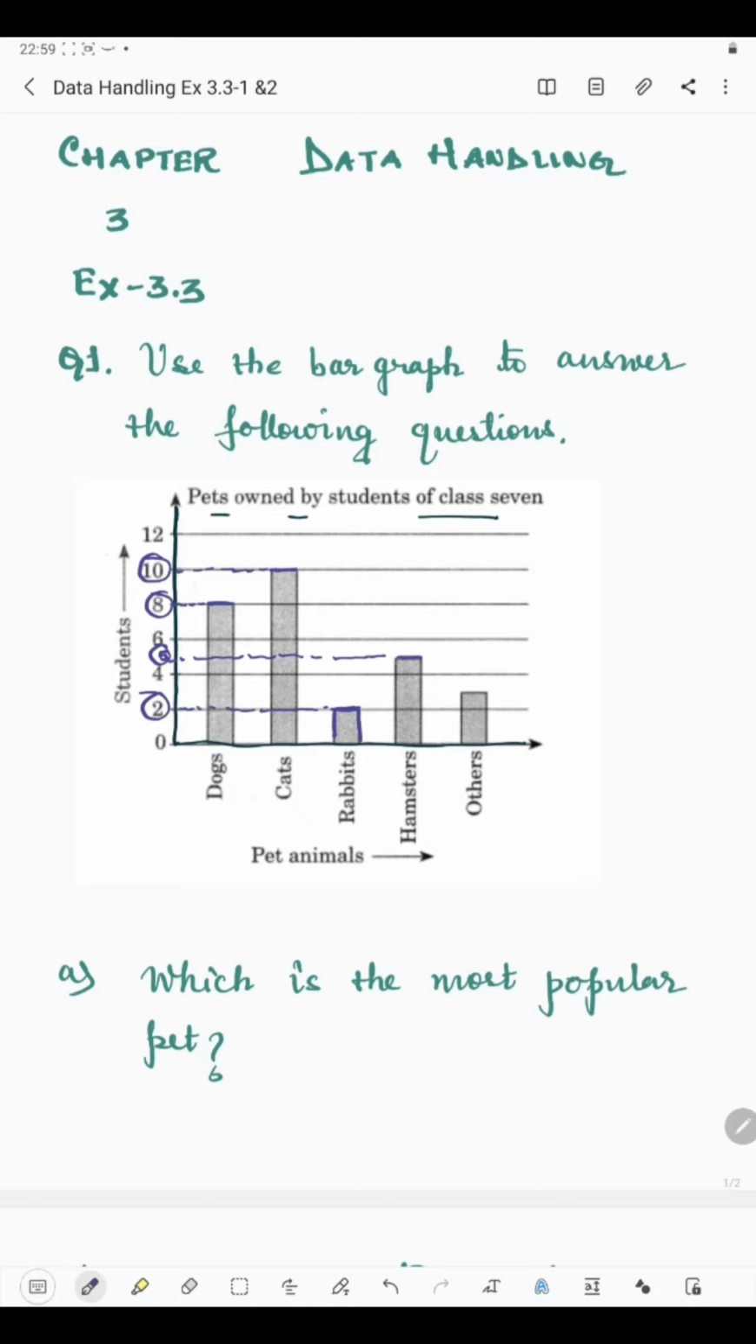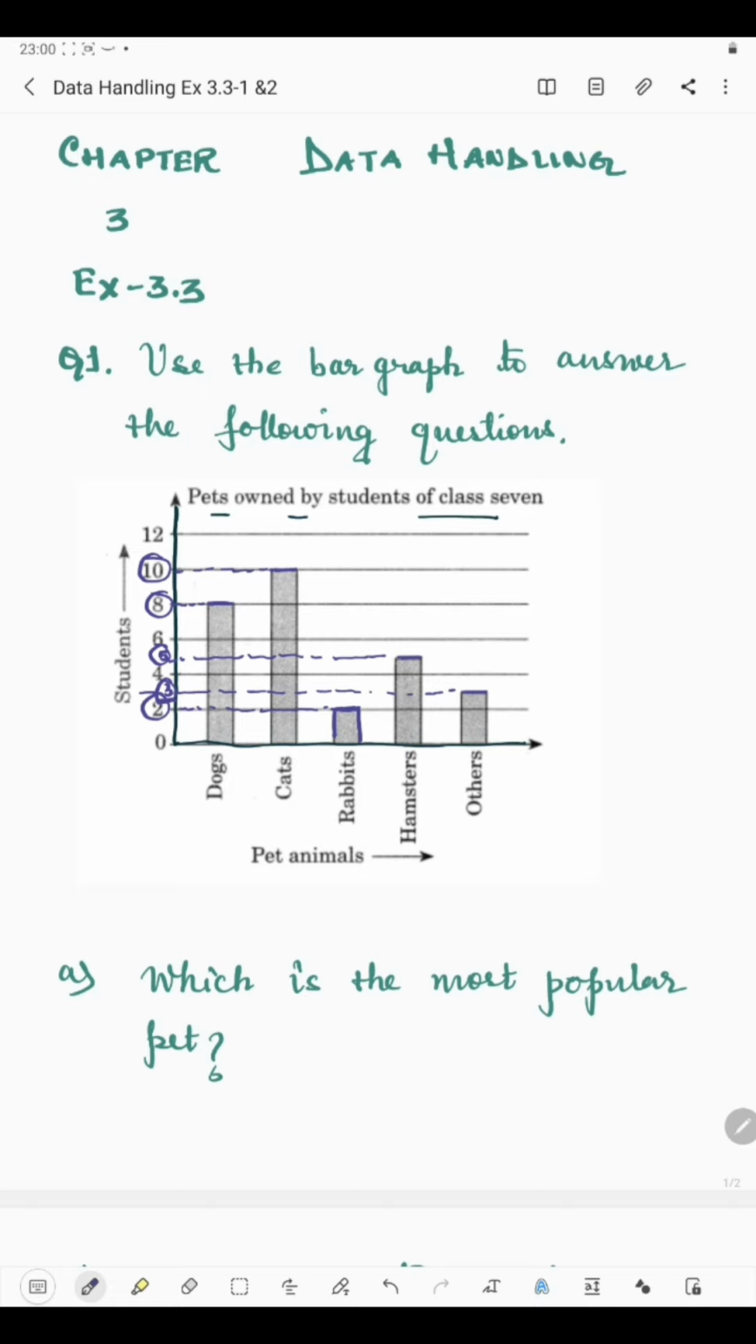Okay. Now how many students have other pets? For this we need to check the height of the bar. So again we will just check. It is coming in between 2 and 4. So between 2 and 4 means it is 3. So how many students have other pets? It's 3.